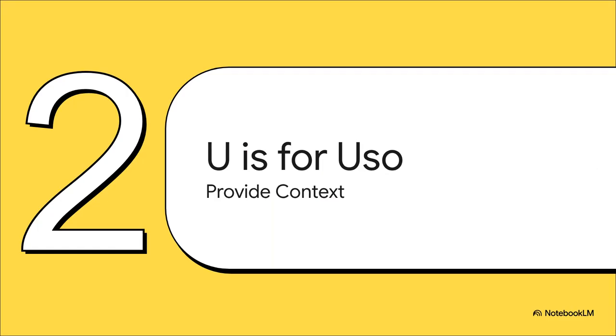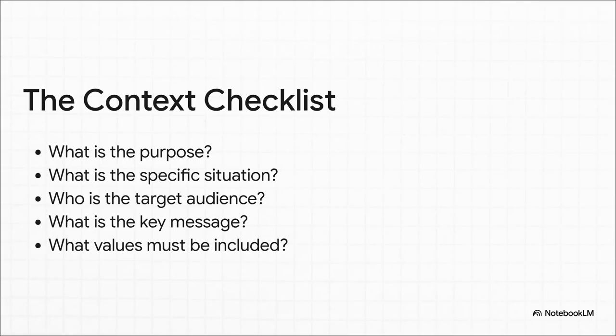All right, next up, we've got U for USO. That means use or context. This is where you explain the why behind what you're asking. You tell it who it's for. Giving the AI this background is absolutely critical if you want a strategic response, not just a bunch of facts. So, by running through these 5 simple questions, you're building out that all-important context. You're not just giving an order, you're handing over a strategic brief.